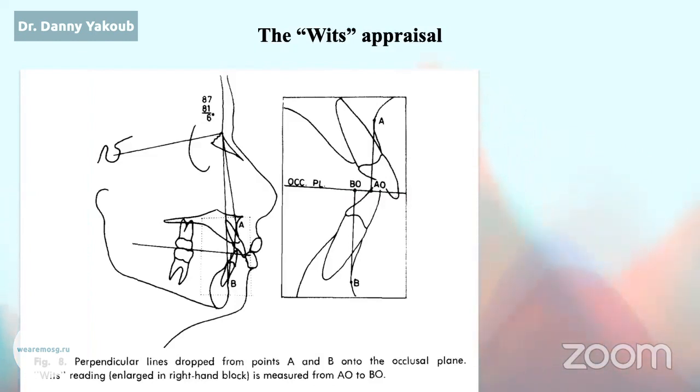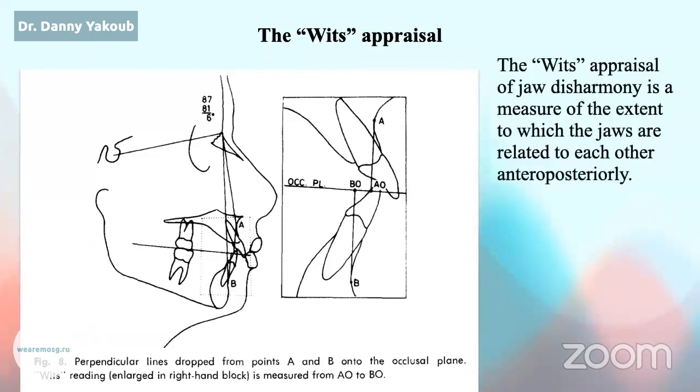Usually, point B is in a backward position in relation to point A. This means that point BO will regularly be behind point AO. So the distance between points BO and AO will be the measurement of the Wits appraisal, and it's going to be positive. As long as BO is behind point AO, the measurement is positive.